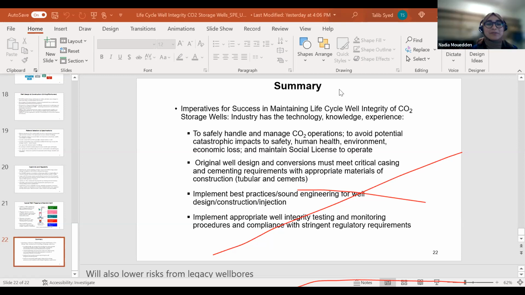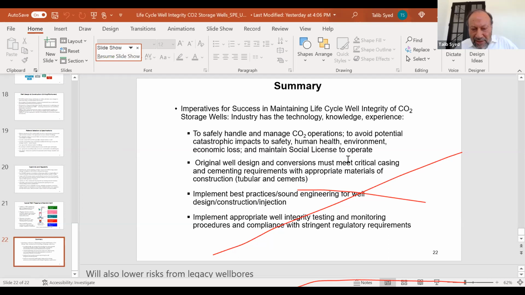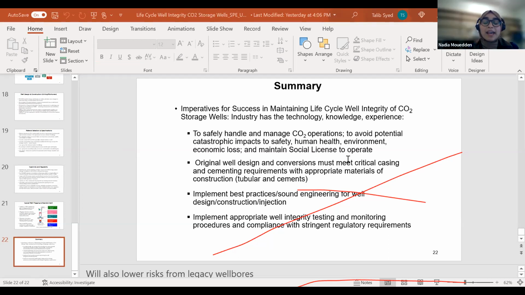Okay, thank you so much, Mr. Talib. So we have another question from Mikael. He said, can you give an example of what casing grades are being used for CO2 corrosion resistance? I'm sorry, I didn't get that, Nadi. Yeah, sorry, so I repeat. Mikael said, can you give an example of what casing grades are being used for CO2 corrosion resistance? The grades of the casing, yeah.